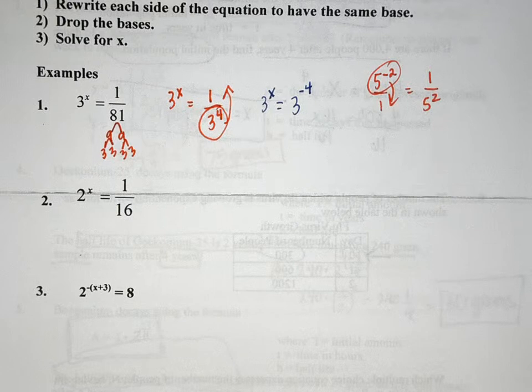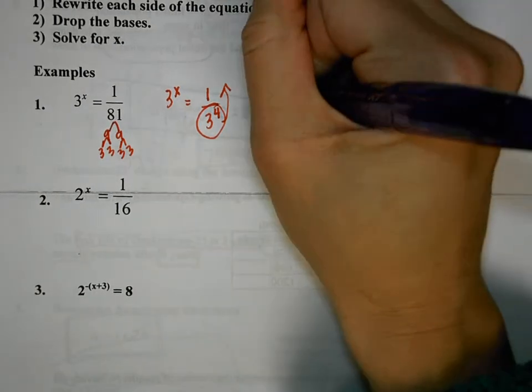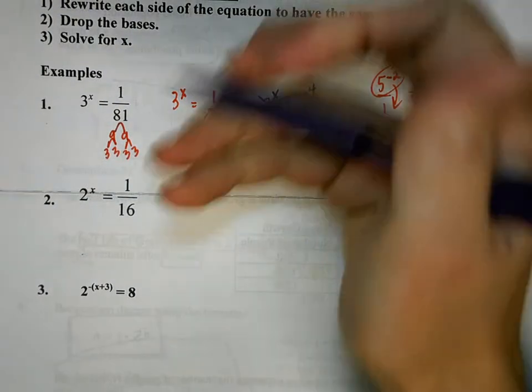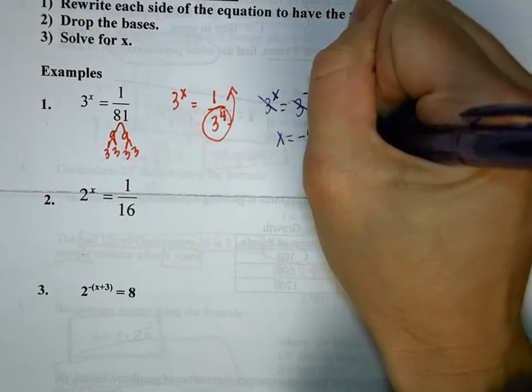So the 3's have to both be on top. You could, if you wanted to, have it as 1 over 3 to the negative x, and you'd end up with the same answer. But it's probably easier to bring them up. All right, so now your bases are the same, so we drop the 3's. And so that means that x equals negative 4.